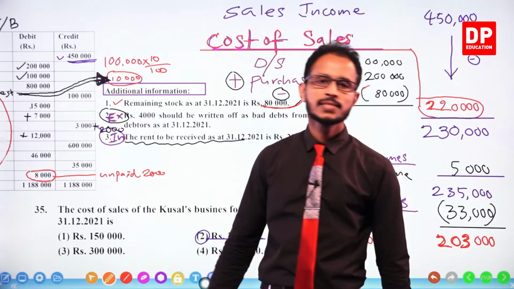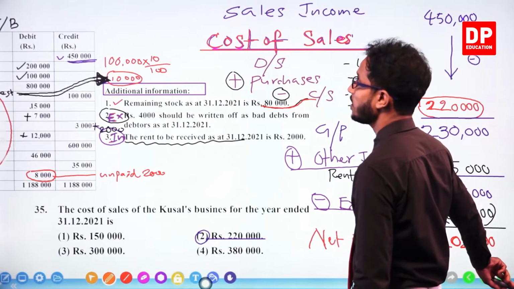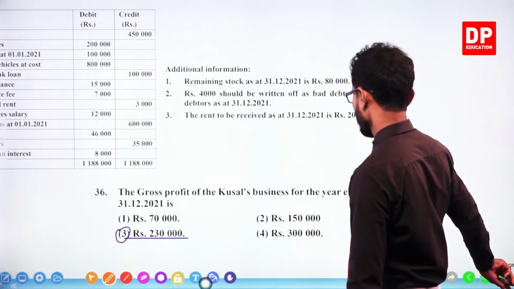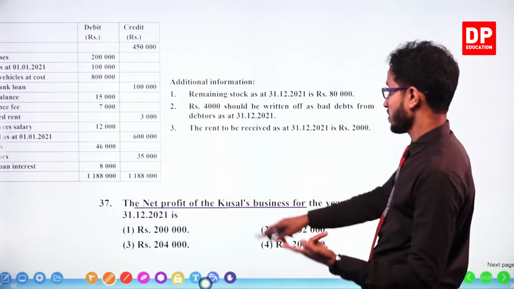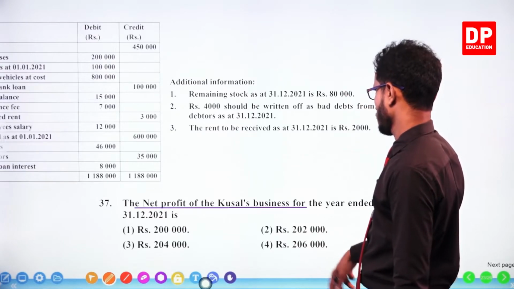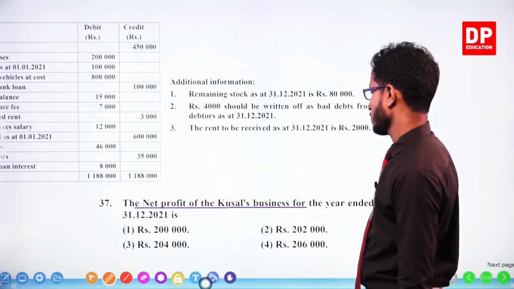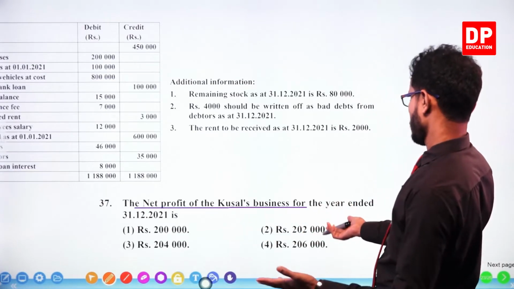203. Let's check whether the answer is there. Gross profit is the 36th question, 37th is net profit. Where is that? 203,000 is not there.